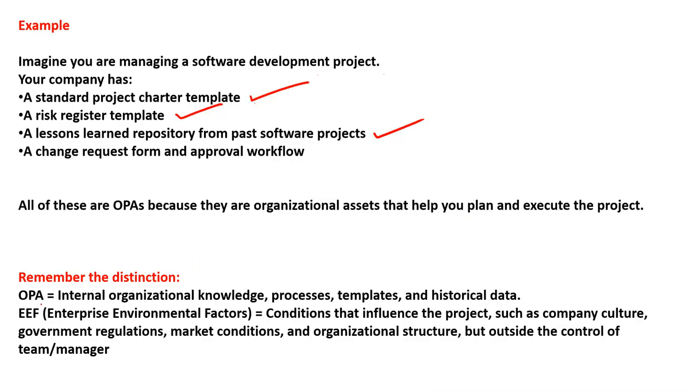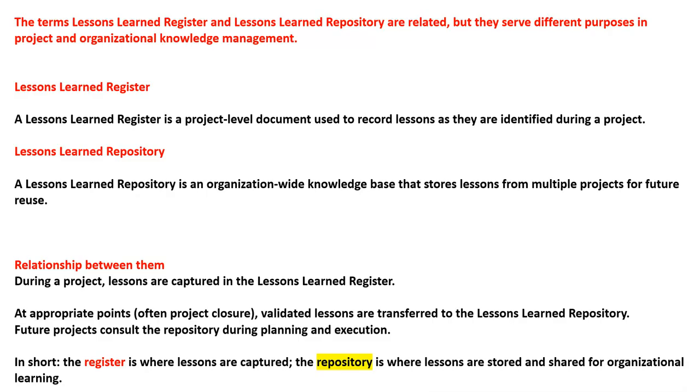Remember the distinction between the OPA and EEF. OPA: internal organizational knowledge, processes, templates, and historical data. Enterprise environmental factors: conditions that influence the project, such as company culture, government regulation, market conditions. Company culture is an internal enterprise environmental factor. As I told you, these can be internal or external, such as regulation, market conditions, organization structure, but outside the control of the team and manager, right?